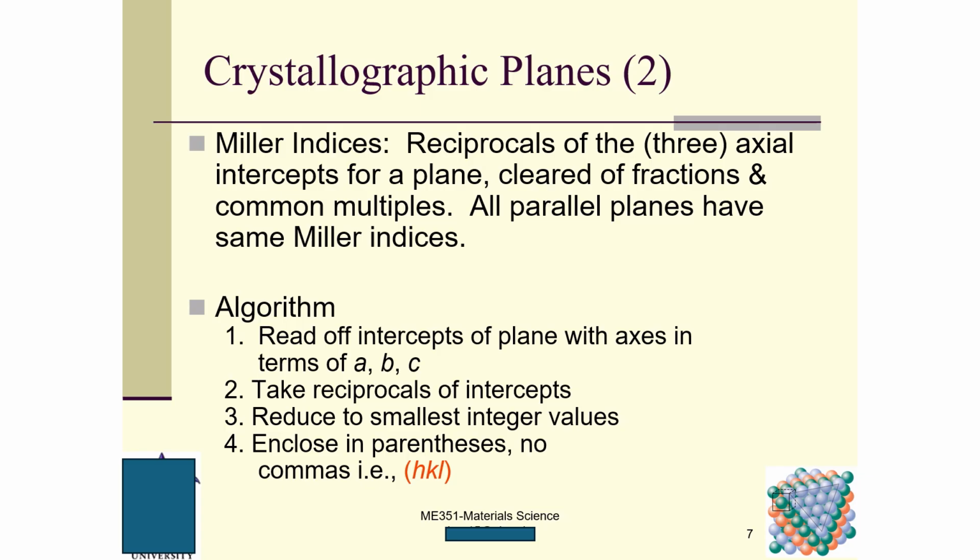The algorithm has several steps. First, read off the intercepts of the plane with the axes in terms of a, b, c. Second, take the reciprocals of these intercepts. Third step, reduce to the smallest integer values. Lastly, enclose in parentheses, no commas, (hkl). So this is the plane. You need to know that this is the plane.